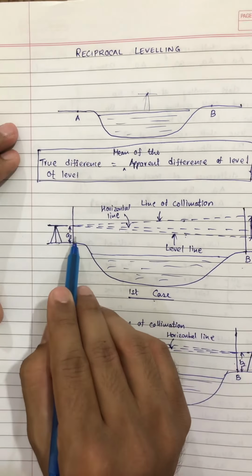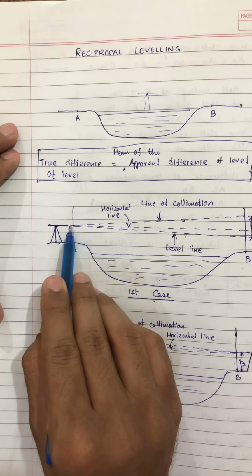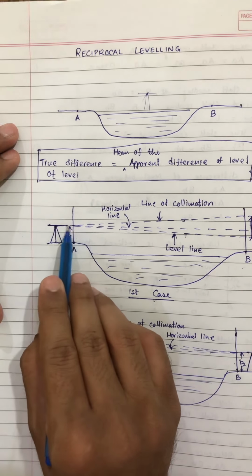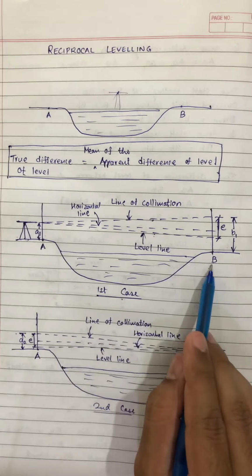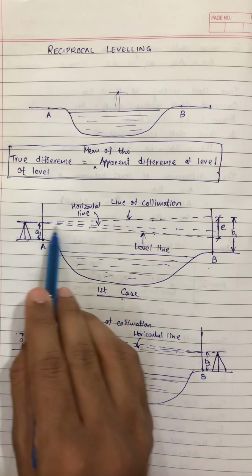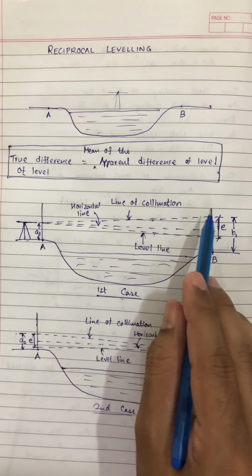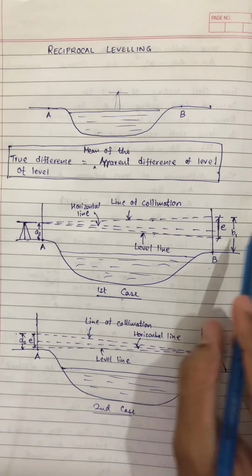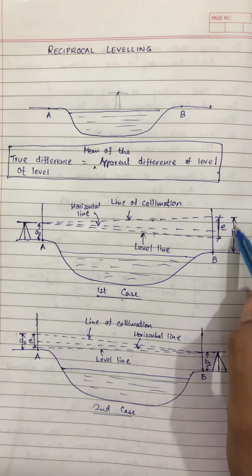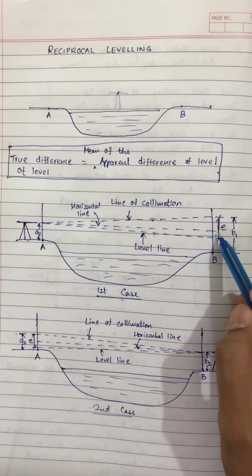As this level is very near to A, we can assume that it will give a true reading because it is very near to A. But as B is very far from this level instrument, the line of collimation can be in an inclined position. Hence, this is the observed staff reading, and the true staff reading will be this B1 minus this error E.